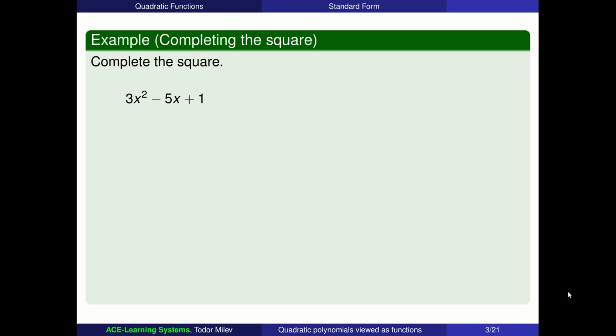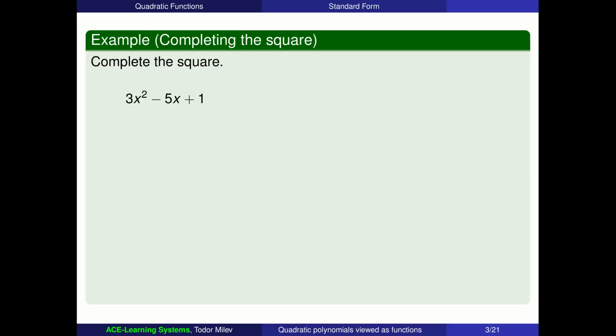In this example, I'm going to teach you one of the most important transformations that can be done to a quadratic function, that of completing the square. Let's take a random quadratic function. In this case, I've selected 3x squared minus 5x plus 1, and let's complete the square. To complete the square means to carry out a sequence of algebraically equivalent transformations. Let me show you what exact sequence.